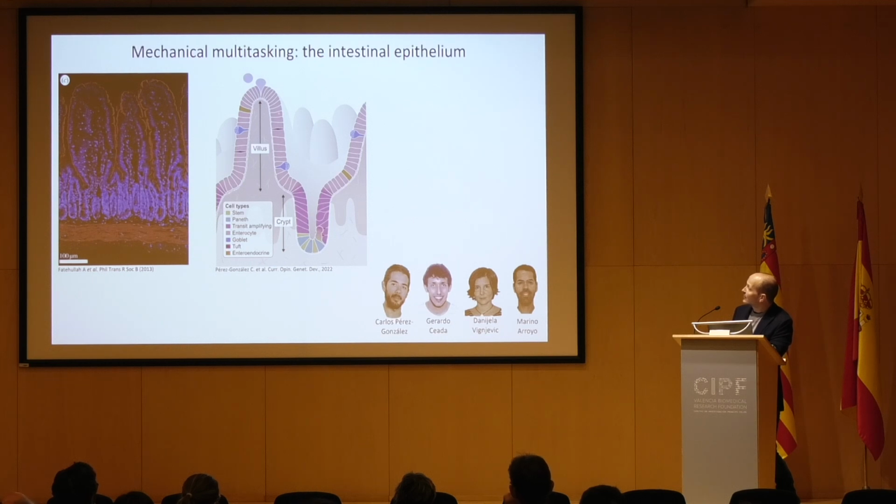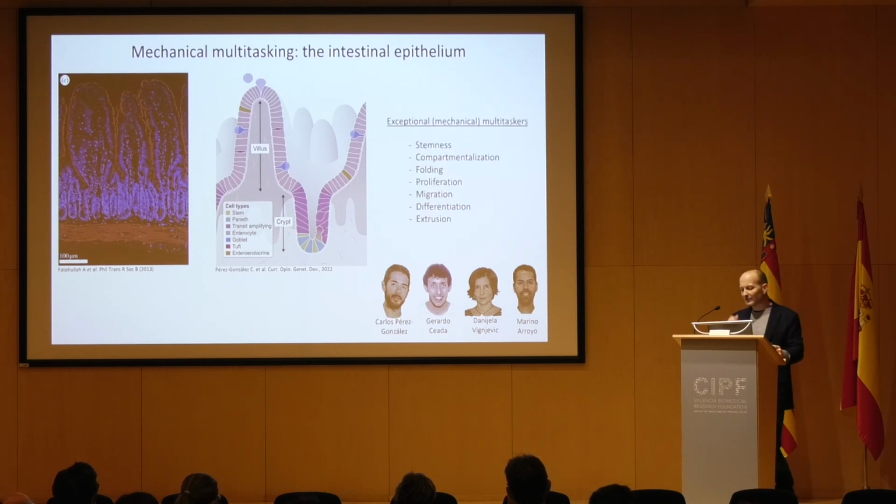They continue to crawl all the way up to the villus, and eventually, as they reach the villus, these differentiated cells are extruded. Right? So there's this very rich biological process in which these cells must regulate stemness, compartmentalization, folding, then they proliferate, they migrate, they differentiate as they migrate, and then they are extruded.